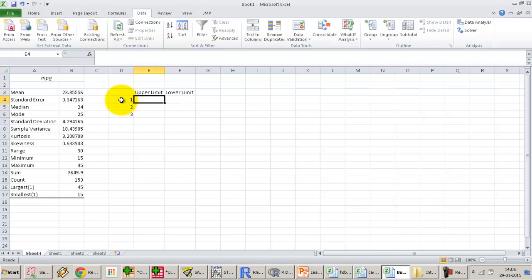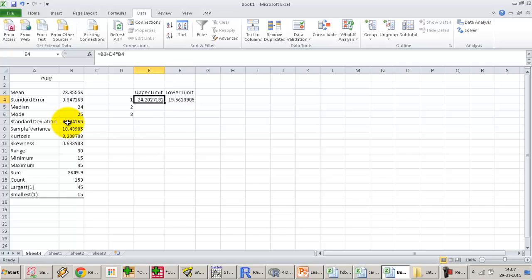Right? So the upper limit is going to be the mean plus one standard deviation. So I'm going to take this value and multiply it with this value over here. So I get this as mu plus sigma, and similarly this is going to be mu minus sigma. So mu minus the standard deviation.